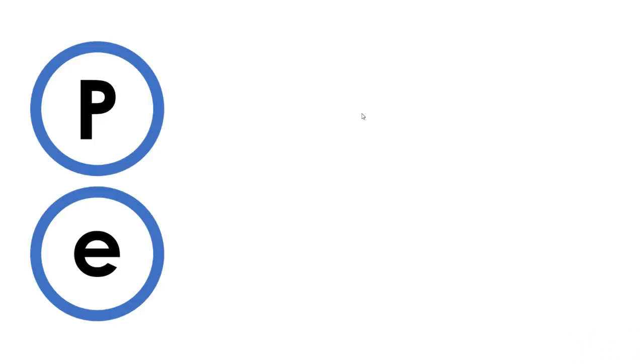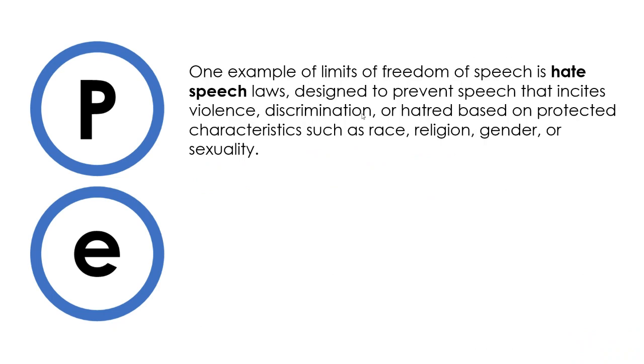You've got to state one of the limits to freedom of expression. In this case, one example of limits of freedom of expression is hate speech laws, designed to prevent speech that incites violence, discrimination, or hatred based on protected characteristics such as race, religion, gender, or sexuality. So a very, very good sentence there outlining hate speech as one limitation.